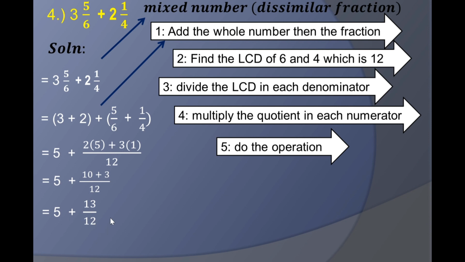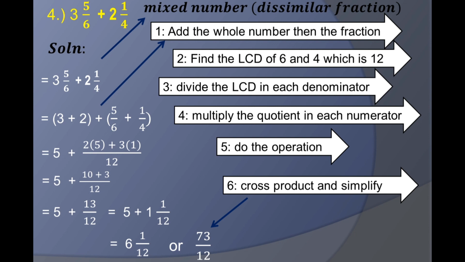Then we know 13 is greater than 12. So that is an improper fraction. We can express it as 1 and 1/12. To counter check that, 12 times 1, that is 12 plus 1, 13. They are the same by cross product and simplification. Here we can add the whole numbers, so we have now 6 and 1 over 12. Then this is a mixed number, we can convert it into an improper fraction, simply by cross multiplication. So 12 times 6, 72 plus 1, that is 73 over 12.